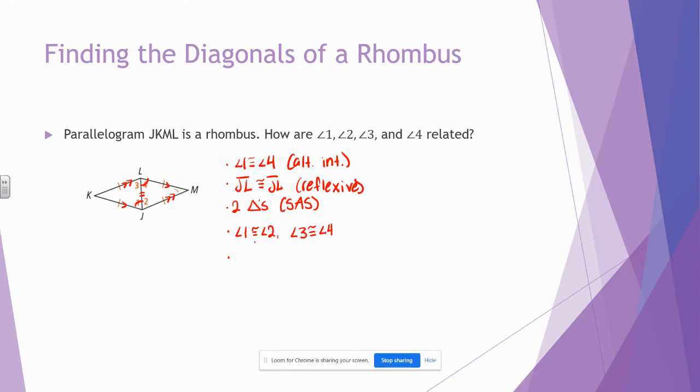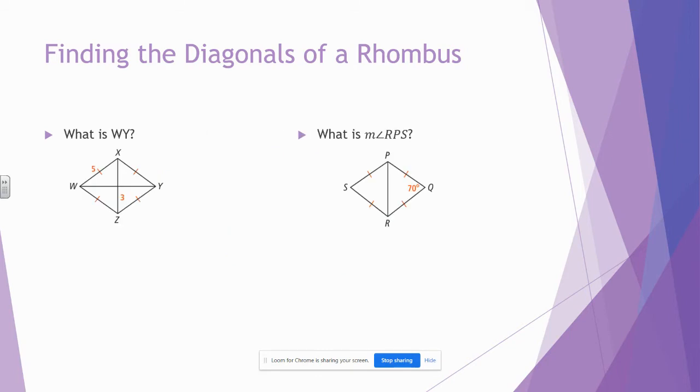So all of these angles are congruent to each other. So angle 1 is congruent to angle 2, which is congruent to angle 3, which is congruent to angle 4, all by the transitive property. Let's go through some more examples of this.